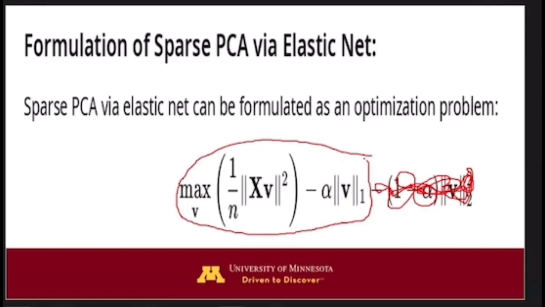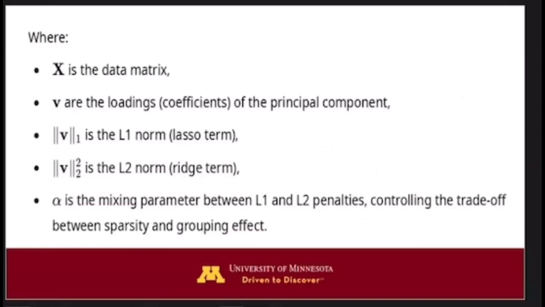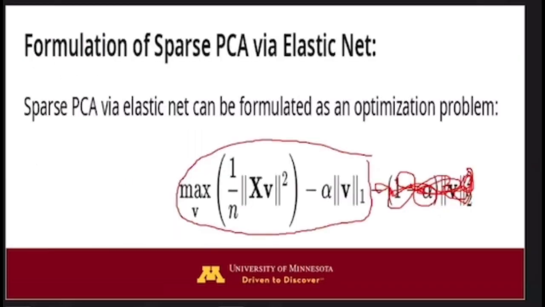What is the first one? The X and V. The X is your original matrix, the data matrix, that's what I put here. Your V's are the loadings. Do you see that now? So the V1 is the L1 norm that we call the lasso penalty. Then the V2 squared is the L2 norm that we call the ridge penalty. If you only have this, then you've only incorporated the L1 lasso penalty.